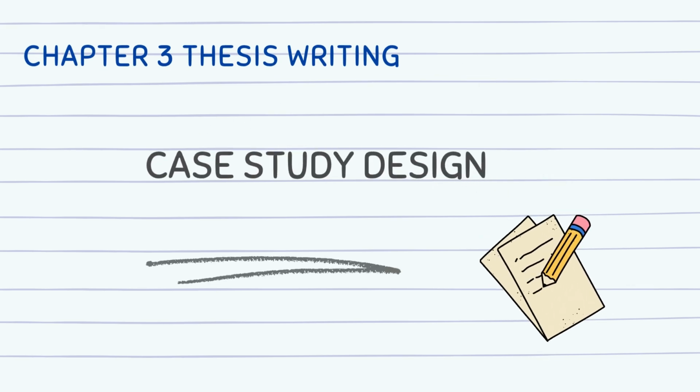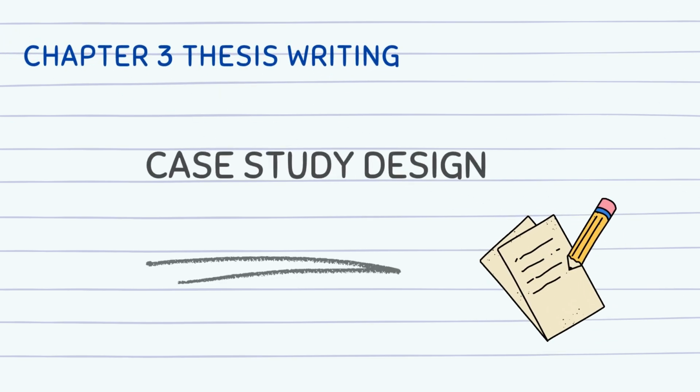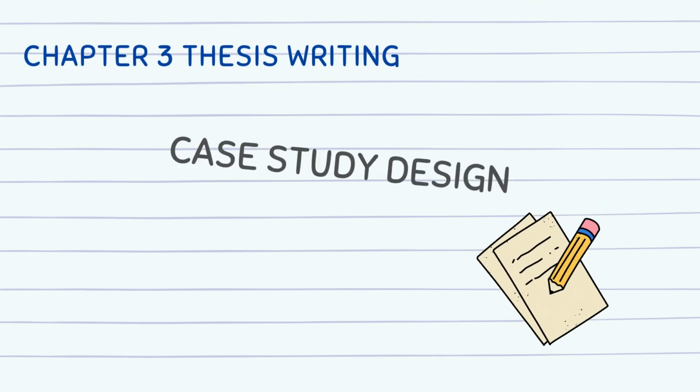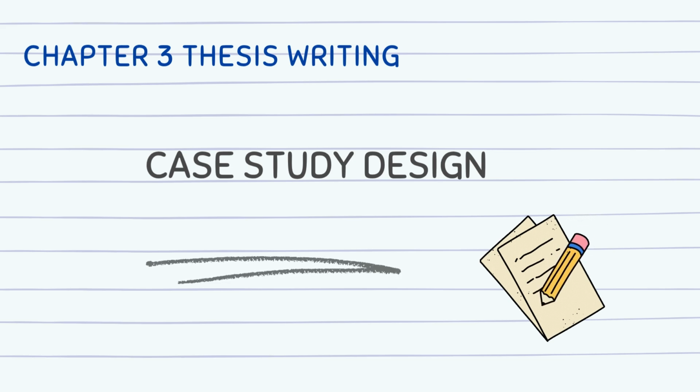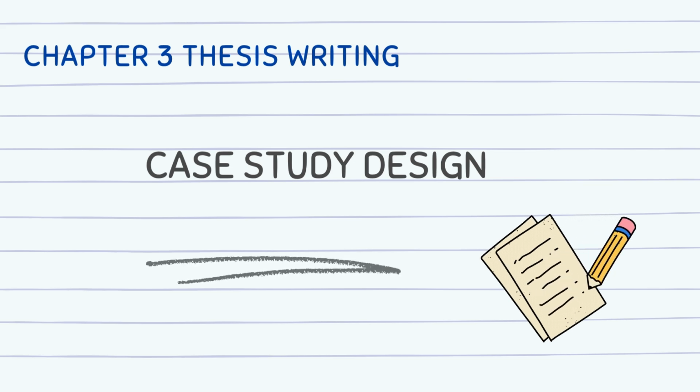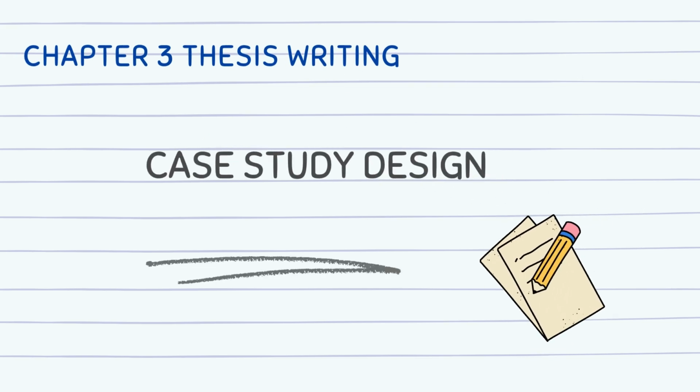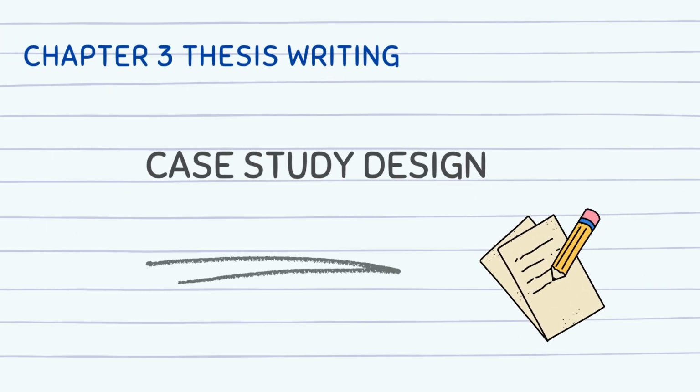In writing Chapter 3, the researcher must justify the selection of the case study design by explaining its alignment with the research questions and objectives. The methodology section should detail the type of case study, sampling strategy, data sources, collection procedures, and data analysis techniques. It should also address ethical considerations, limitations, and the steps taken to ensure the credibility of the findings.